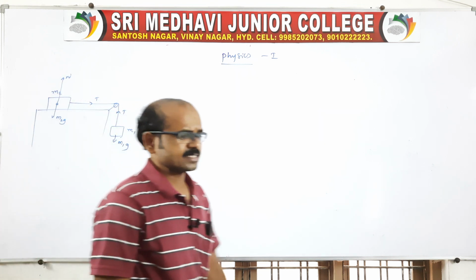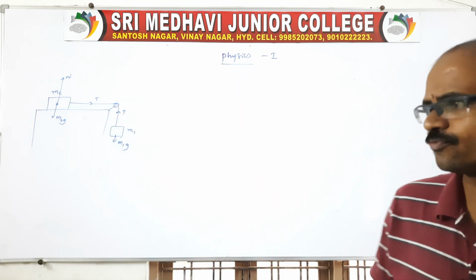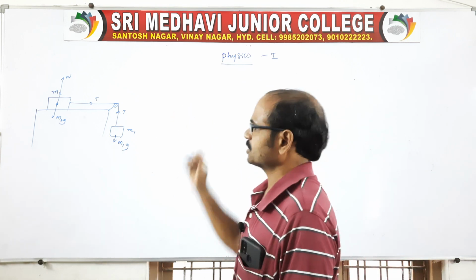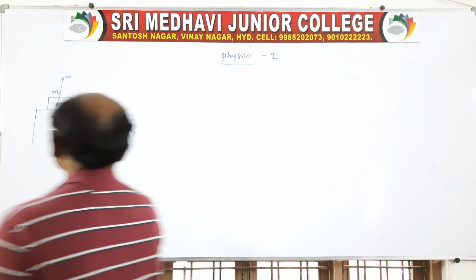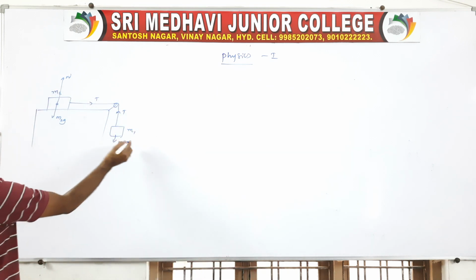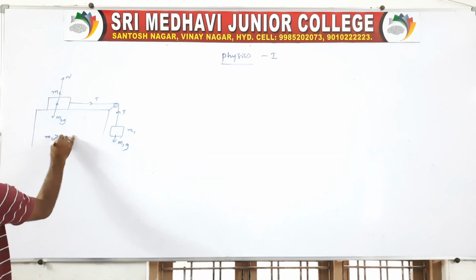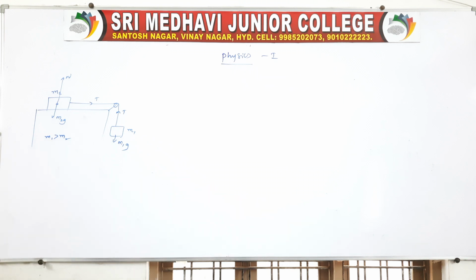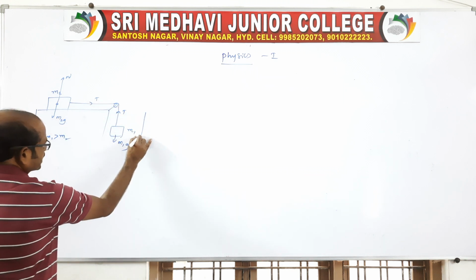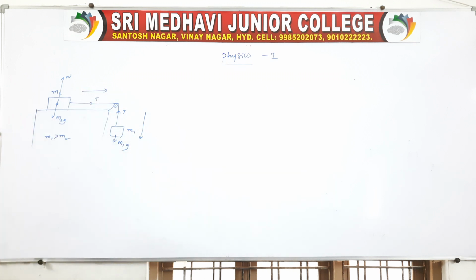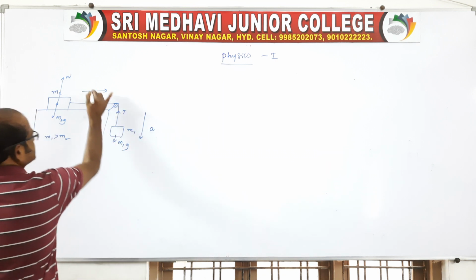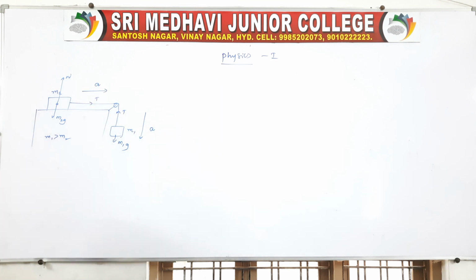By using this constraint, again we have to find the acceleration as well as the tension in the given thread. The condition is m1 greater than m2, so that m1 is accelerating down and m2 is accelerating horizontally. The acceleration of the system remains the same, a.